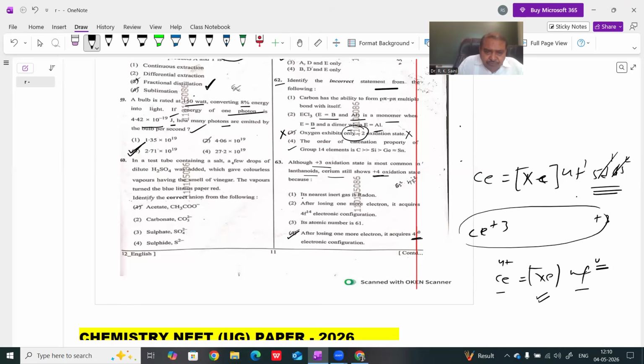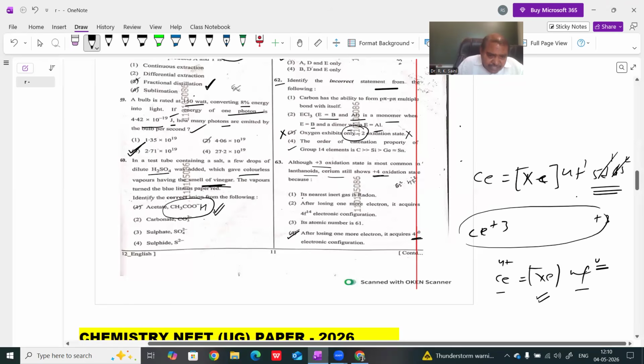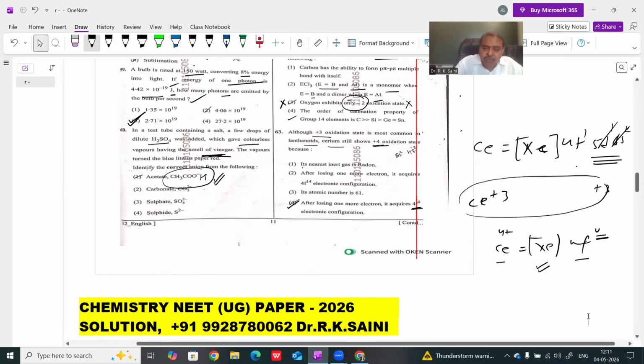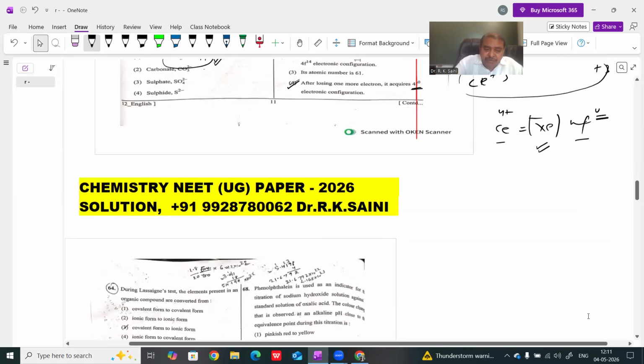Question number 60. This question is taken from qualitative analysis, or we can say salt analysis. When dilute H2SO4 is added, it gives colorless vapors having the smell of vinegar. It is important for the acetate ion. When acetate ion reacts with acid, it liberates fumes of acetic acid, and we know that acetic acid has a vinegar-like smell. Therefore, this question is taken from qualitative analysis, or salt analysis, or test of radicals. Question number 64.